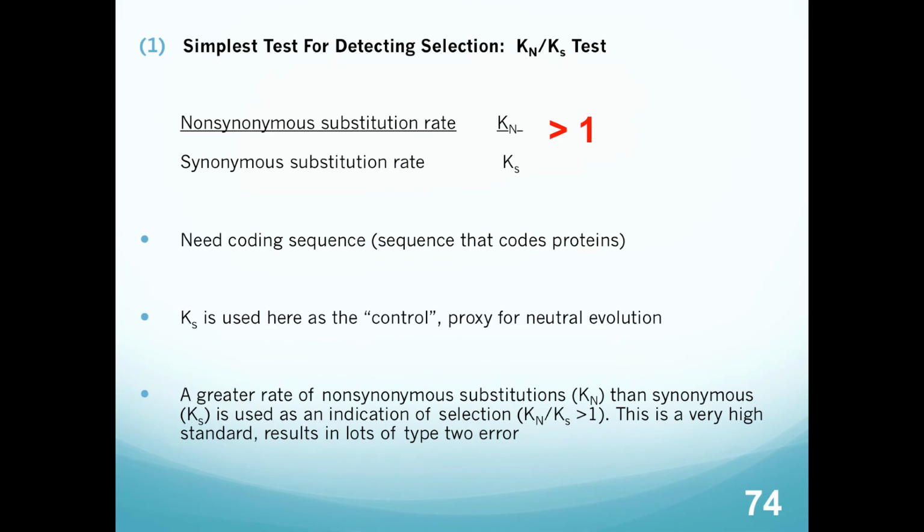So if you measure for a particular gene the non-synonymous substitution rate and compare that to the synonymous substitution rate, if the non-synonymous substitution rate is greater than 1, then there's a good chance that natural selection is occurring in that gene.